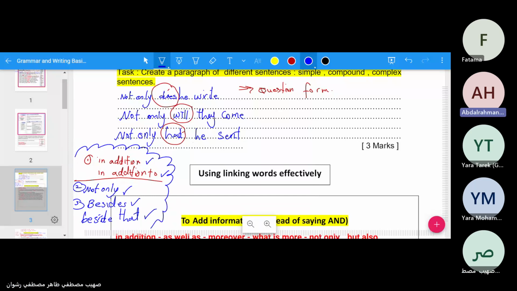Sir, my question was, is additionally used in the same way as in addition? Yes, there is no difference. Additionally is the same. Adding to that is the same. They are the same. There's no difference.